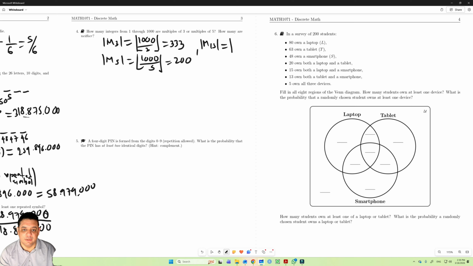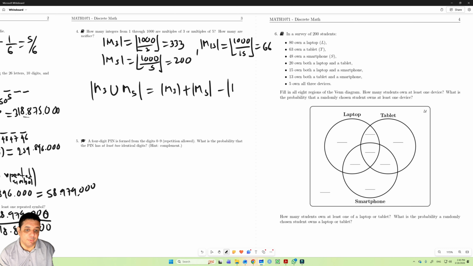So that will be 1,000 divided by 15, and that's going to give me a total of 66. Now by inclusion-exclusion, what I can say is the multiples of 3 or multiples of 5 is going to be equal to the multiples of 3 plus the multiples of 5 minus the multiples of both, which is the multiples of 15.